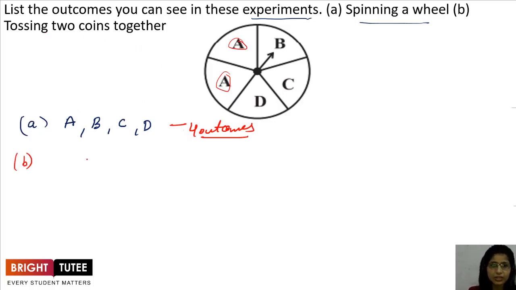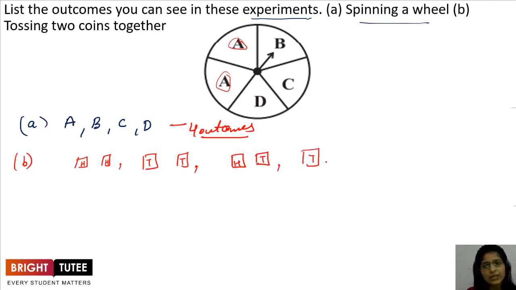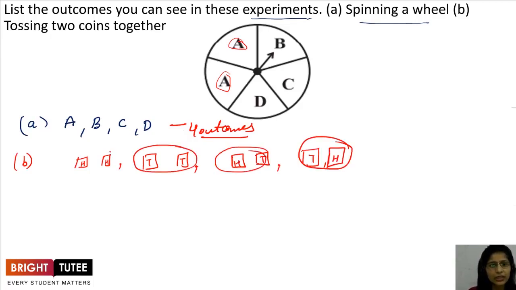Now the next part, B, is asking you about tossing 2 coins together. If we toss 2 coins together, what are the possible outcomes? Let us list them out. On both of them, head can come, right? On both of them, tail can come. On the first one, head can come, and on the second one, tail is coming up. Or on the first one, tail comes, and on the second one, there is a head. So you see there is 1, 2, 3, 4.